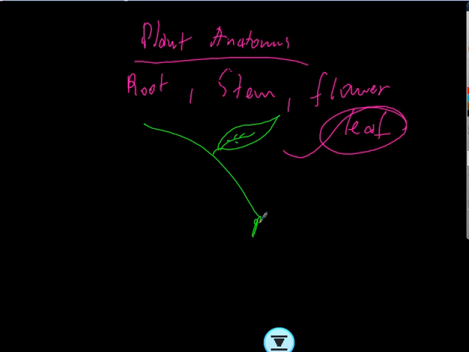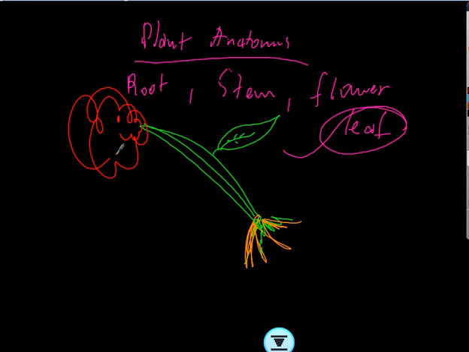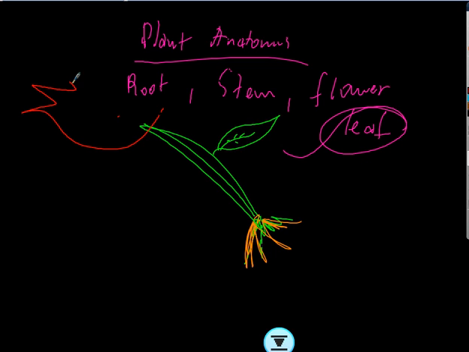And look at this plant. It has some roots. Roots are of course not green. They should be brown. Then we have a stem, leaf, and then we have a beautiful flower. The most beautiful part of this plant is, of course, the flower. It looks like a crazy flower. Let me draw a beautiful flower. Okay, this is the plant anatomy.